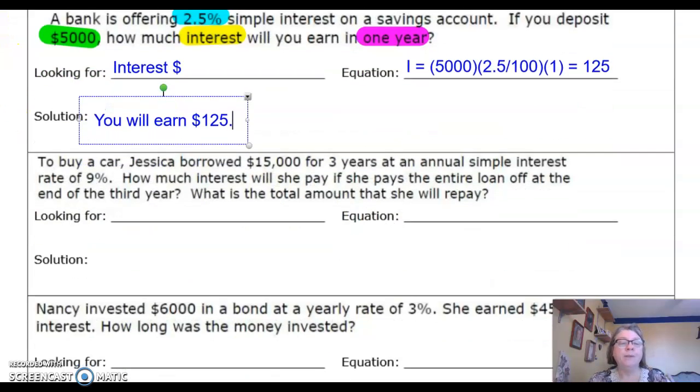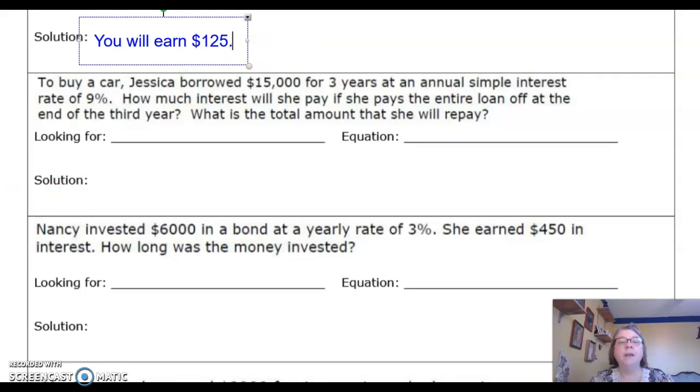Okay, let's look at this one here. To buy a car, Jessica, I'm going to do my annoying colors again. Okay, Jessica borrowed $15,000, so I'm going to be highlighting my $15,000 right there. There's my time, which is purple, so I'm going to put 3 in purple. All right, I'm looking for my rate, which is right over here. There's my interest. So it looks like I'm looking for interest. It says, how much interest will she pay if she pays the entire loan off at the end of the 3rd year?